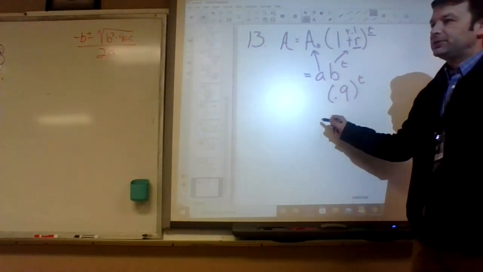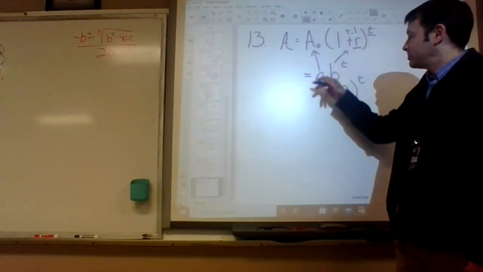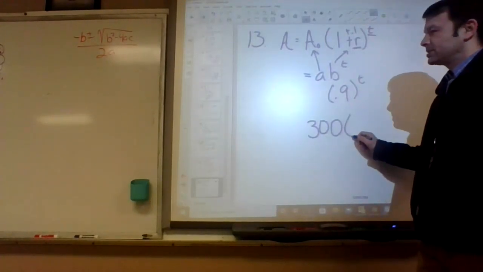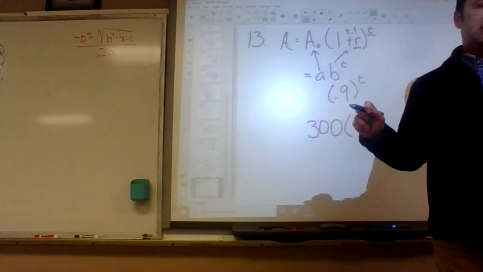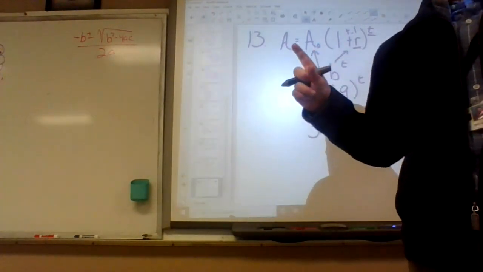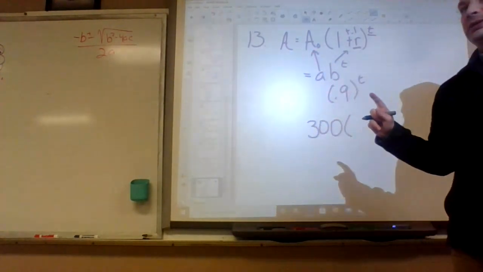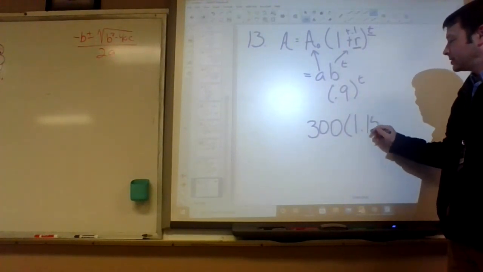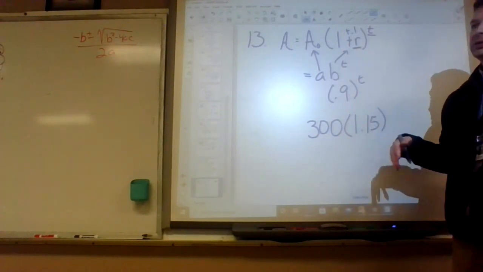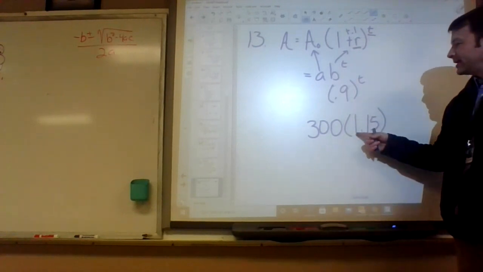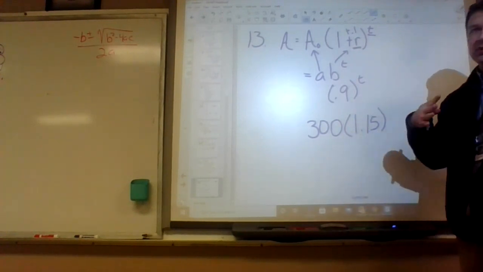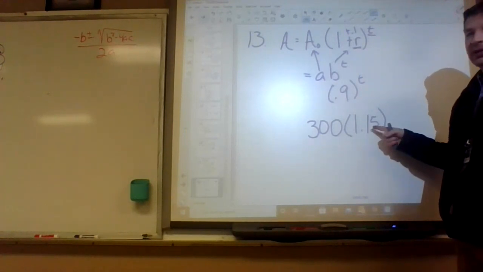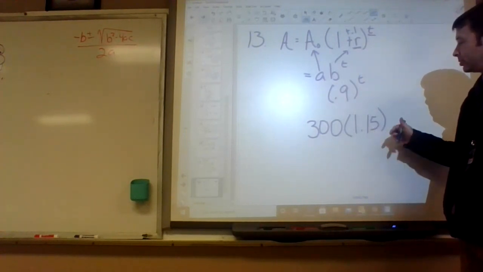All right. So 300 is my starting amount. What's going to go in parentheses here? The prices of the tickets are supposed to increase by 15%. So 1.15, right? Okay, because this is like 115% of what it was. It's going to get a little bit bigger. 15% is actually pretty high for 1 year. That's very quick growth.